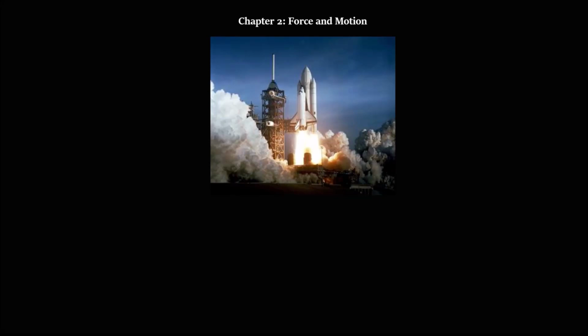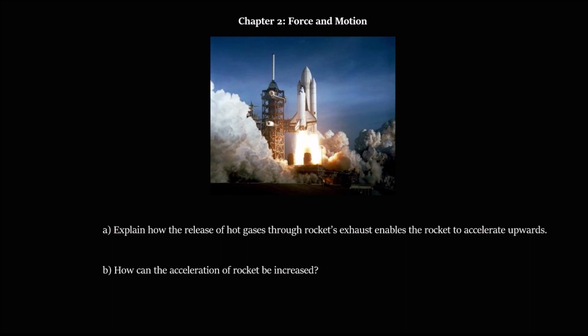Today we are back to answering a question on Chapter 2, Force and Motion. This question shows an image of a rocket being launched. And the question is as follows. Question A. Explain how the release of hot gases through the rocket's exhaust enables the rocket to accelerate upwards. And B, how can the acceleration of the rocket be increased?